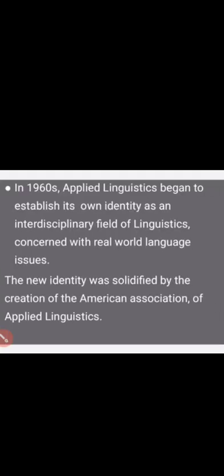In the 1960s, applied linguistics began to establish its own identity as an interdisciplinary field of linguistics, and that was concerned with real-world language issues. The new identity was solidified by the creation of the American Association of Applied Linguistics.